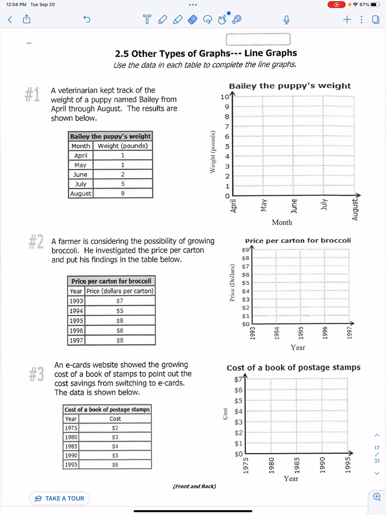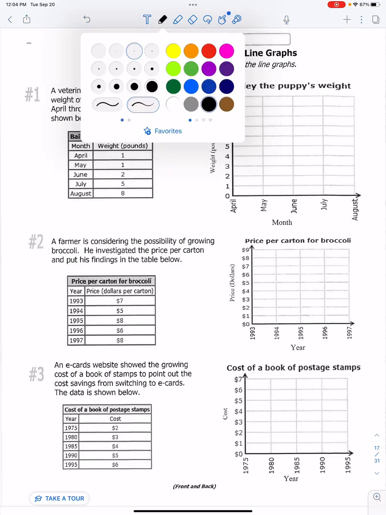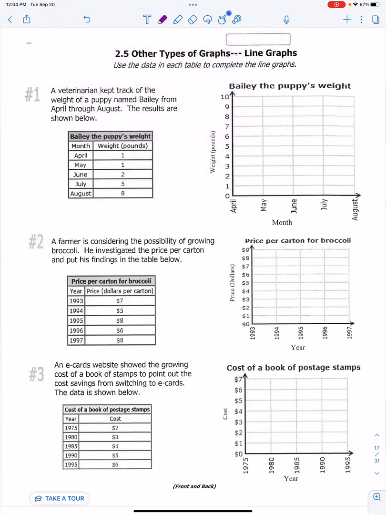So number one says a veterinarian kept track of the weight of a puppy named Bailey from April through August. The results are shown below. So let's take a look at what we've got. It looks like we have the month, and then we have Bailey's weight in pounds.